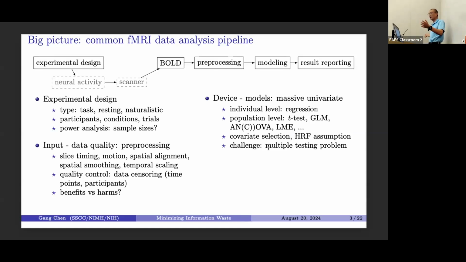Suppose we have 300 data points, time points. We put them in the model, it's a regression model. Once we have the estimated brain response for each individual participant, then we go to the group level. Suppose we have 50 individuals. How do we summarize those 50 individuals?